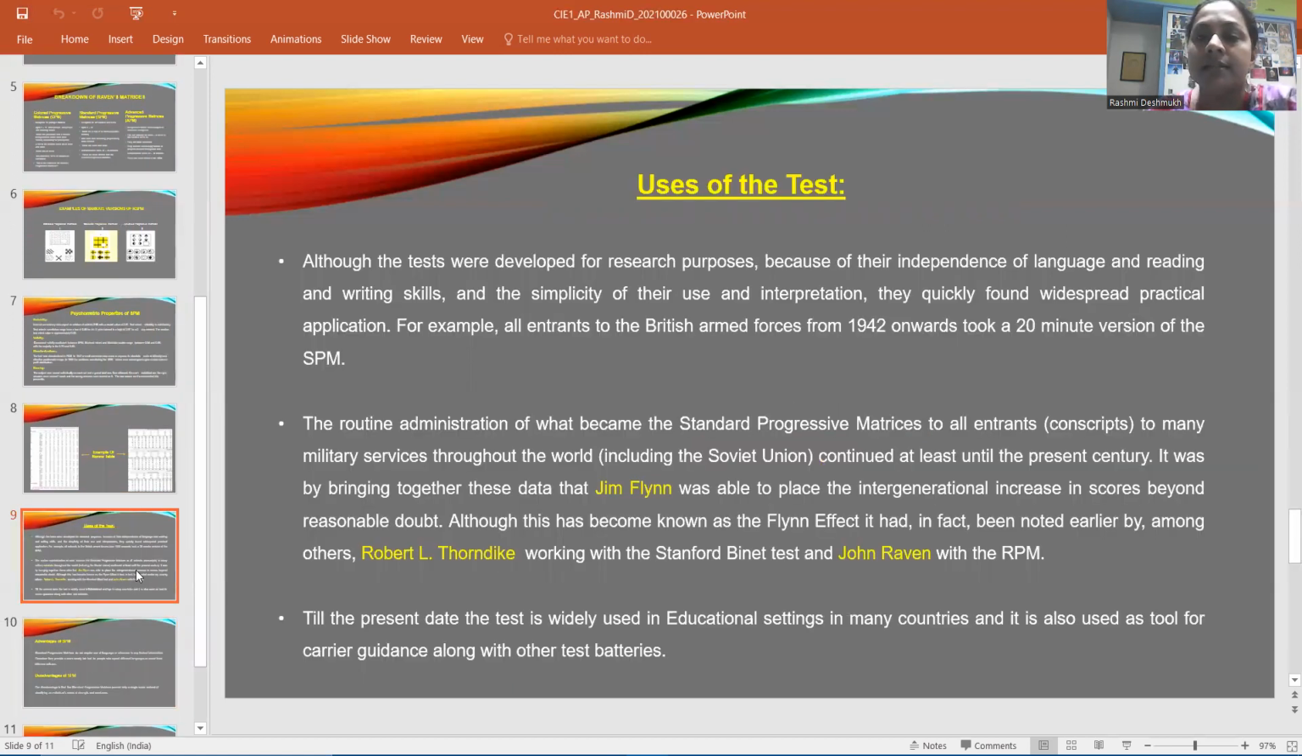Use of this test. This test has been very widely used throughout the world, and especially it has been used in the British Armed Forces from 1942. They use a 20-minute version of the SPM. Progressive matrices are also consistently used in many military services throughout the world, including the Soviet Union. This test is very widely used till date in educational settings in many countries, and it is also used as a tool for career guidance along with other test batteries.